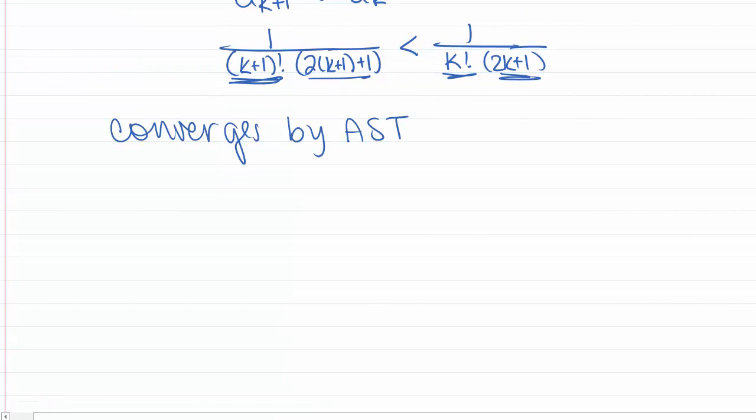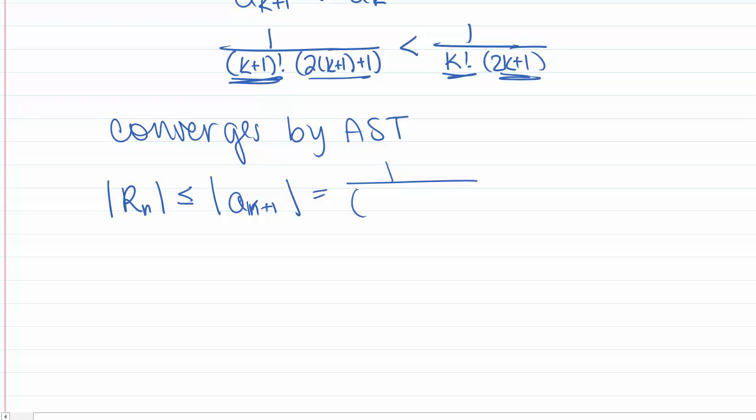Remember that we know then that the remainder, r sub n, is always less than or equal to a sub n plus 1, which is, in this case, we figured this out already, we called it k, but let's just call this one k2. So the remainder r sub k is less than or equal to a sub k plus 1, which is 1 over k plus 1 factorial times 2 times k plus 1 plus 1.